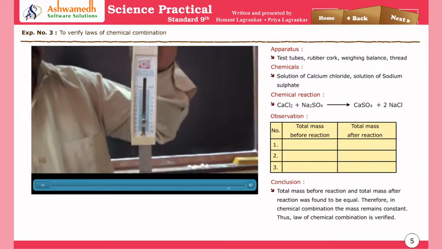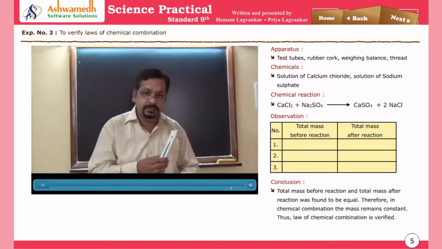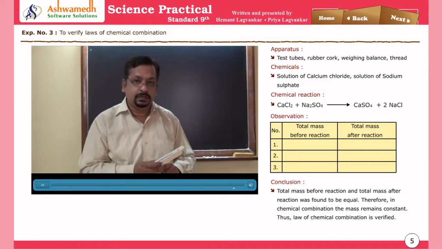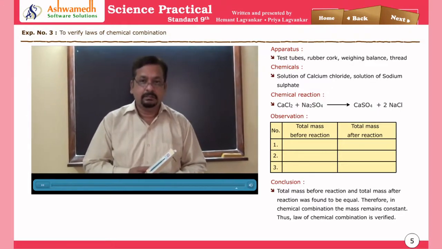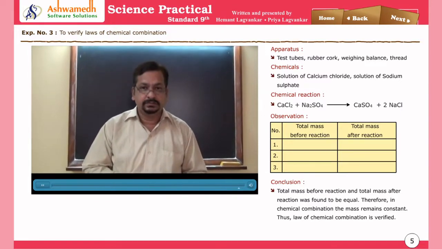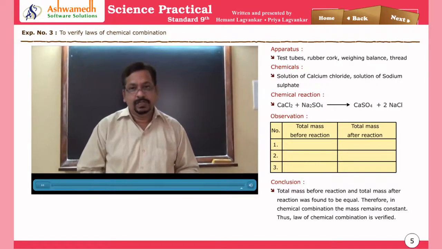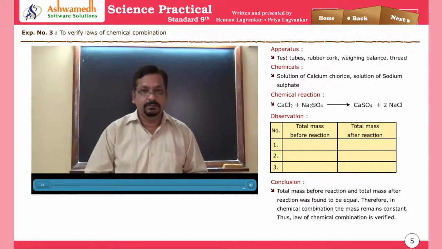meaning the total mass in this chemical reaction is conserved. Before reaction takes place, the total mass was 74 gram, and after reaction, the mass remains the same. Meaning, in this chemical reaction, the total mass is conserved, and therefore, we have verified the law of conservation of mass in chemical combination.